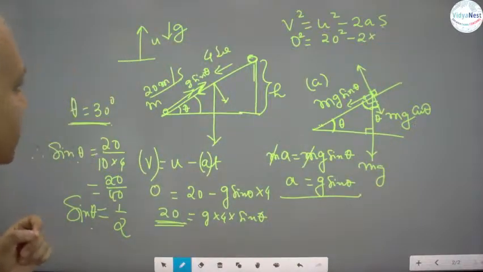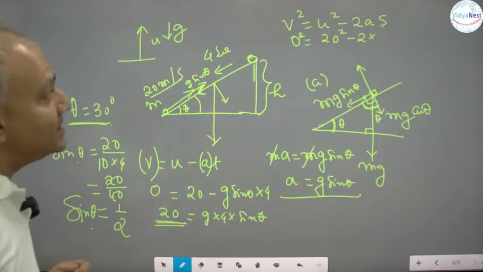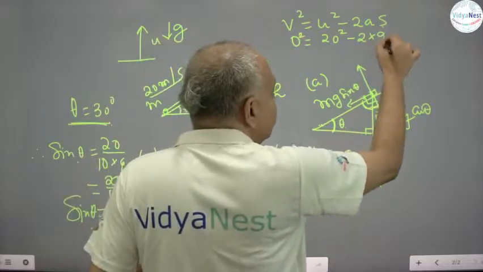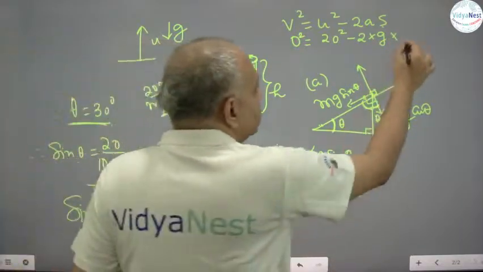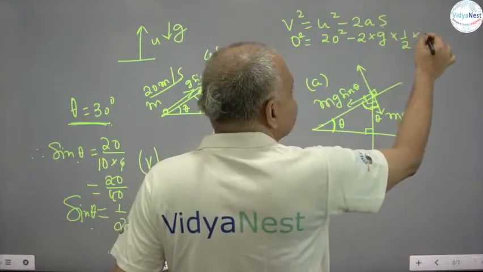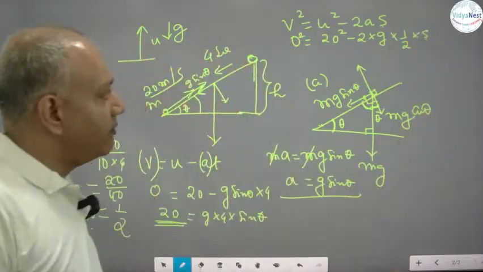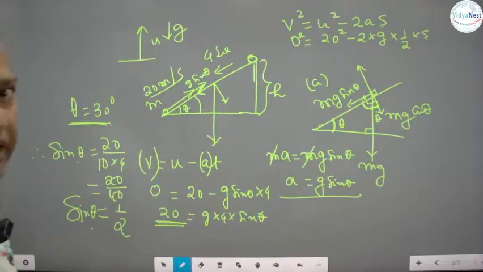What is a? That is g sine theta. g into sine theta, which we already derived: sine theta is equal to half. So it is half into s. Isn't it? Any problem, children? Understanding my point? I think you understand it.